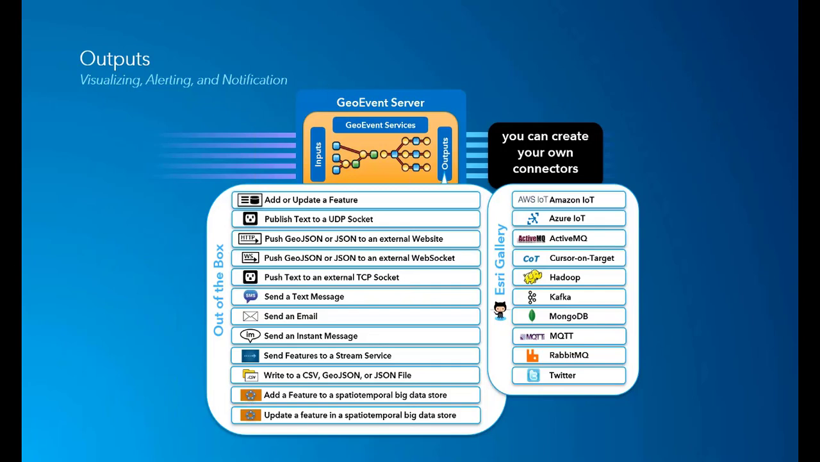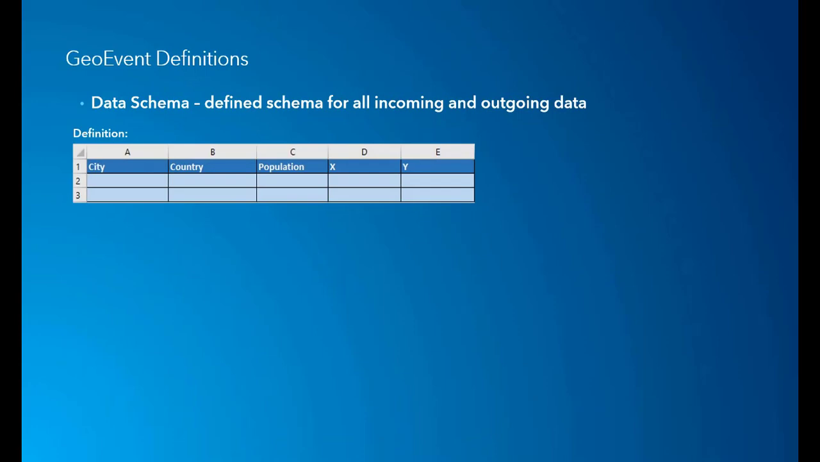It can send text messages or emails, instant messages. So as certain criteria are met, maybe someone in your organization is driving somewhere they should not be, that could be picked up and a text message could be sent out to someone who is responsible. There's a note about the Spatiotemporal Big Data Store. I will give you a little more specifics about that in just a minute. And then just like the inputs, you can build your own outputs, and the gallery also has a number of outputs available that you can see here. So data can be sent to pretty much anywhere from the GeoEvent Server.